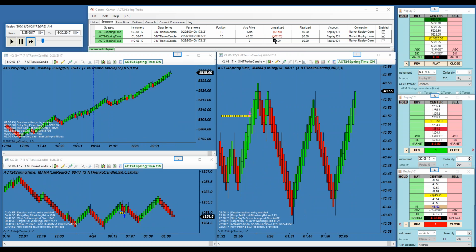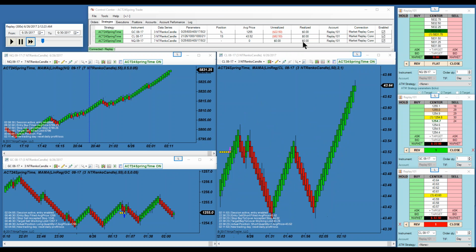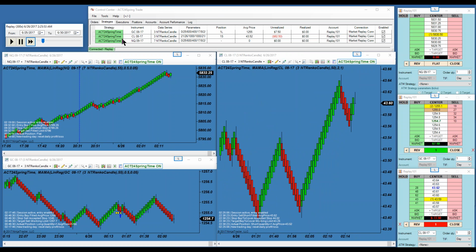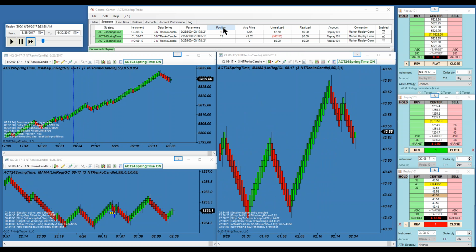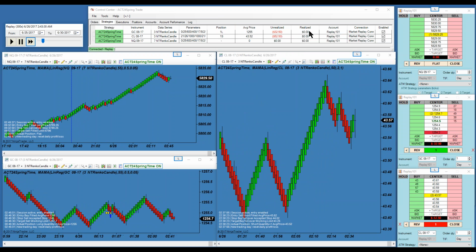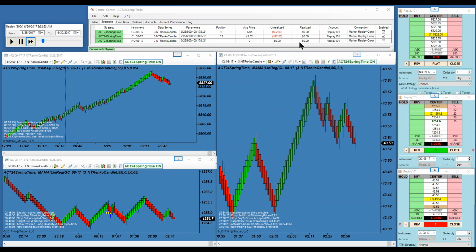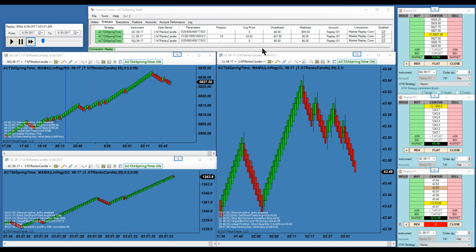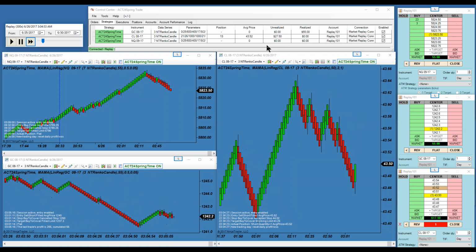You can look up here on the top and you have realized profit and unrealized profit. This is a good box to have up if you're trading because you can see each individual market, what it's doing. Order filled. There's a lot of information here.